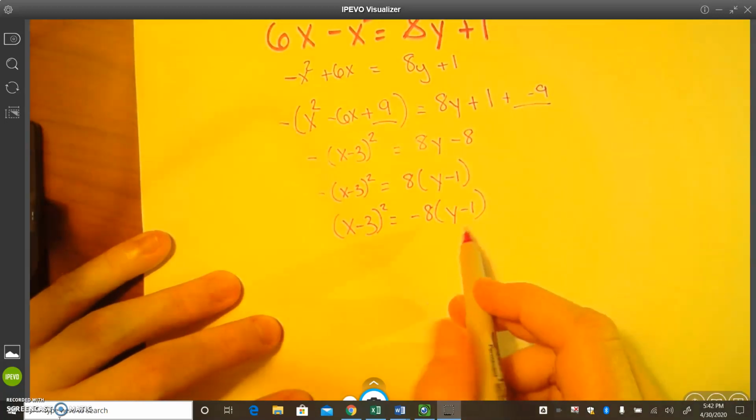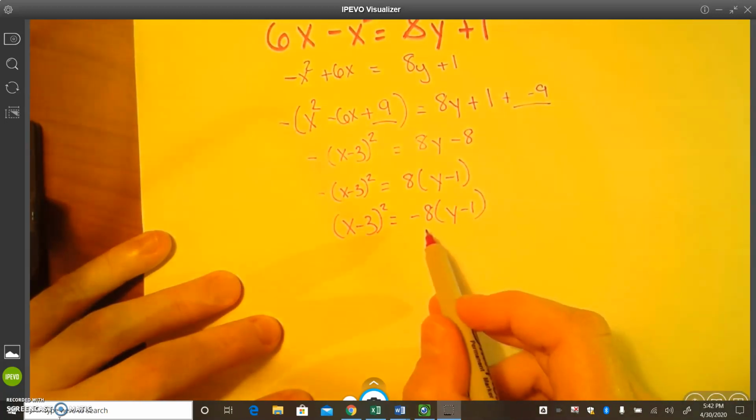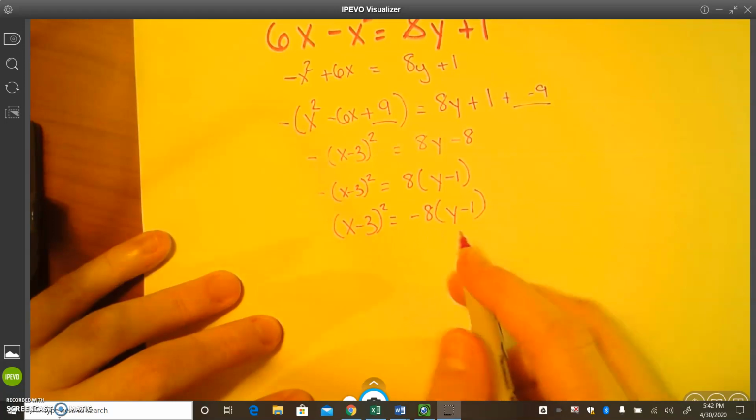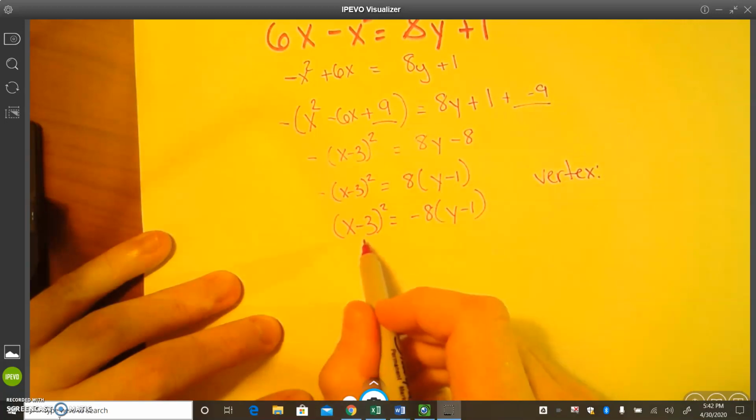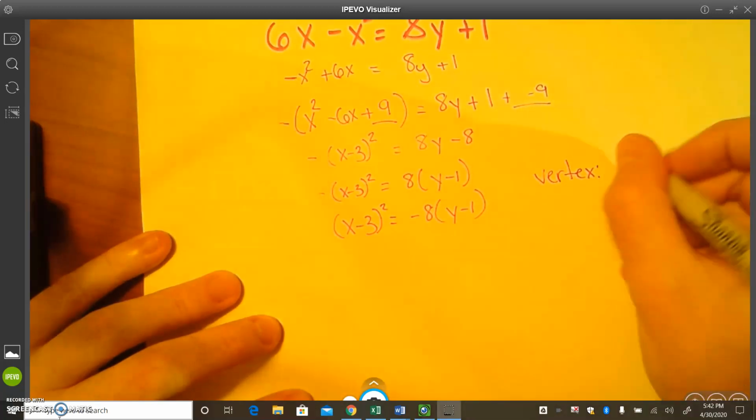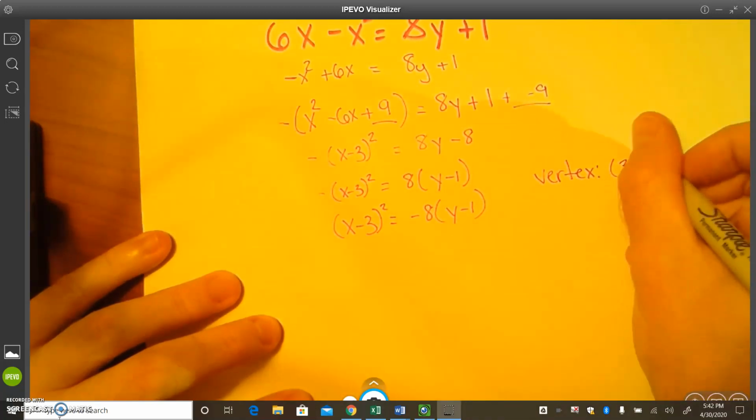And there we have my new coefficient, -8. So right away, we have our h and our k. h is going to be 3, k is going to be 1. So my vertex is 3, comma 1.